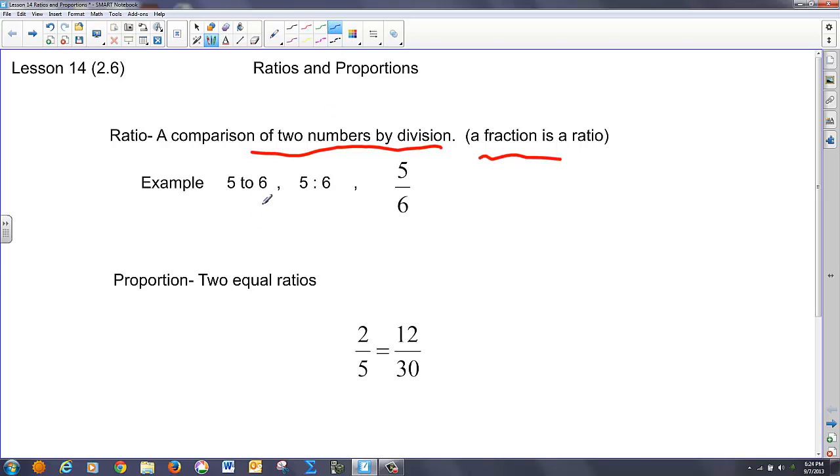One way is something like 5 to 6 in words, or this 5 with a colon and 6, and the way you relate that to a fraction is the first number is the numerator, the second number is the denominator. If you've got two equal ratios or two equal fractions, we call that a proportion. So something like 2/5 and 12/30, those are equal fractions.